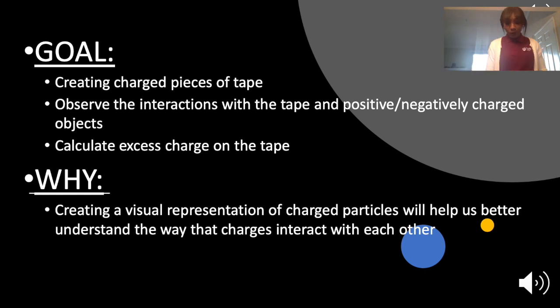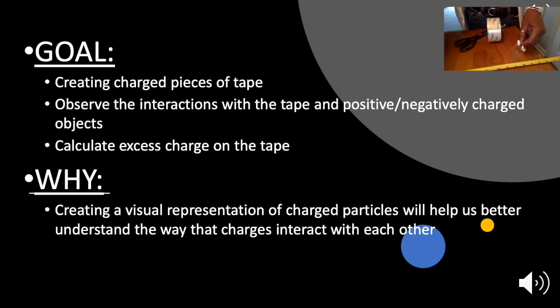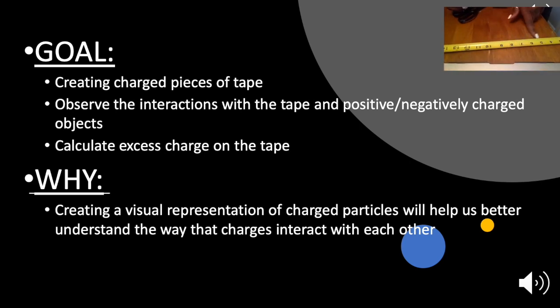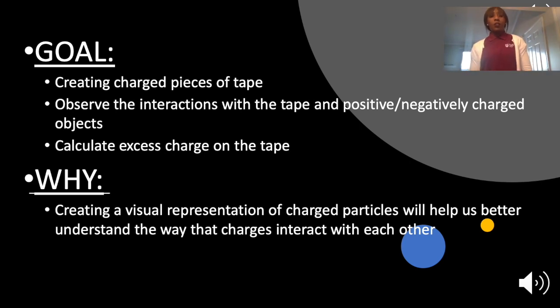So the goal of this lab was to first create charged pieces of tape. After we created the charged pieces of tape, called U-tape in the experiment, we can observe the interactions with the tape and the different interactions with positively and negatively charged objects. Then we calculate the excess charge on the tape, calculate the excess number of electrons on the tape.